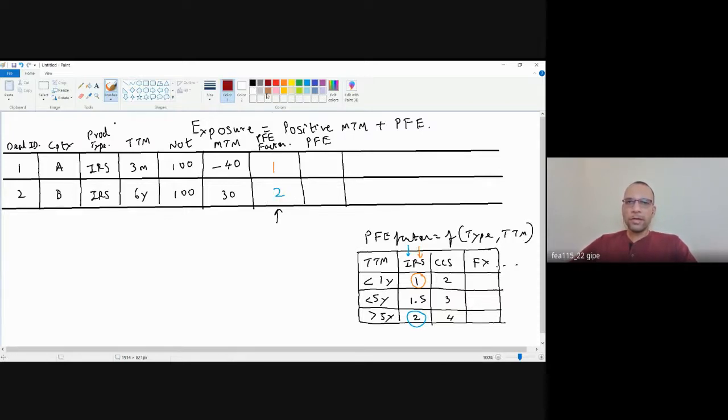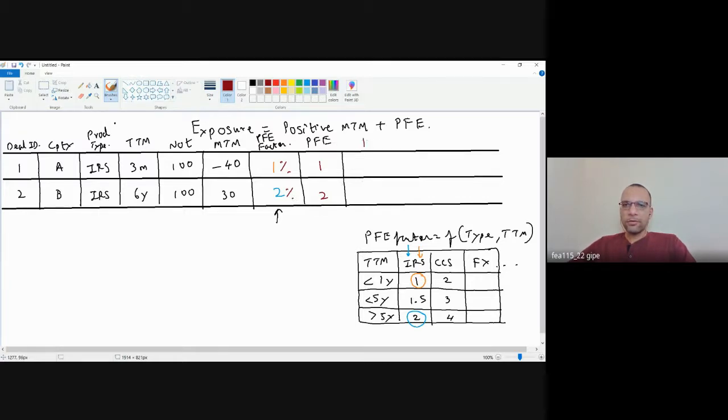Now I need to calculate the PFE. Now when I say 1 and 2, it is 1 and 2 of what? It is percentage of notional. So you can imagine this is 1% and this is 2%. So 1% of notional, which is 1 unit, and 2% of notional, which is 2 units. So maybe I can just put in the percentage here to avoid confusion. So that's how I get the actual PFE number.